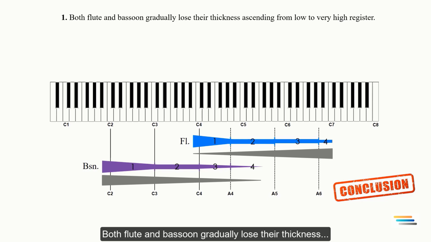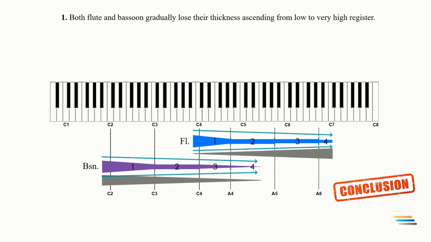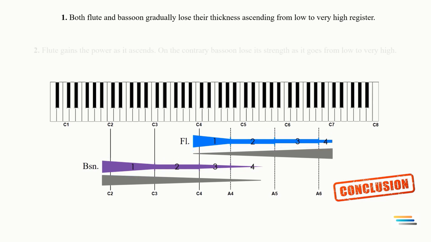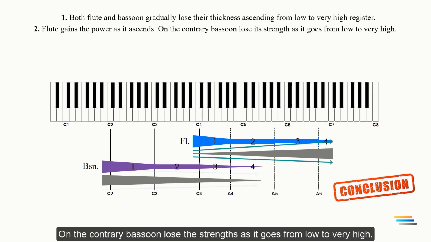Both flute and bassoon gradually lose their thickness ascending from low to very high register. Flute gains power as it ascends. On the contrary, bassoon loses strength as it goes from low to very high.